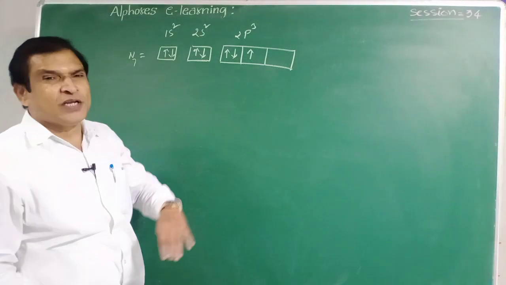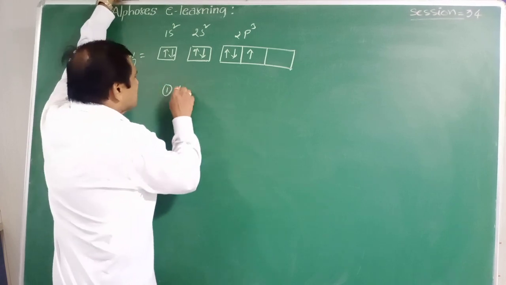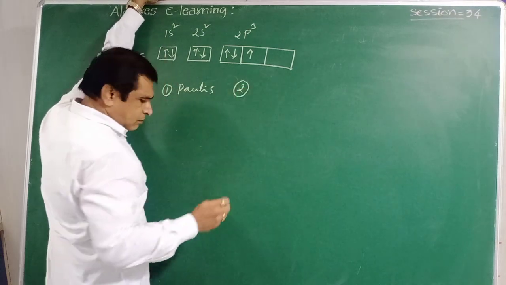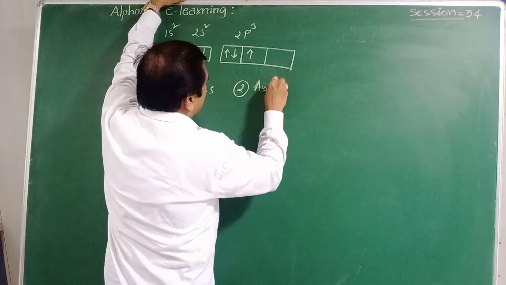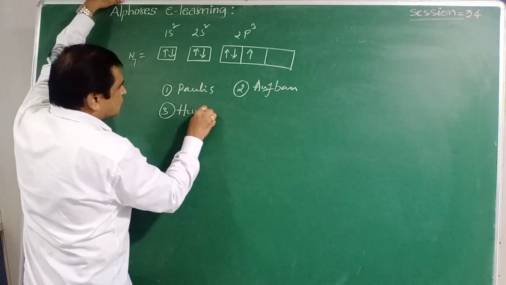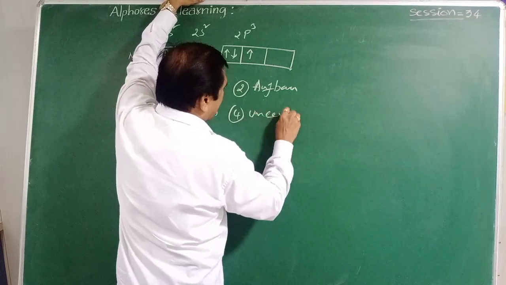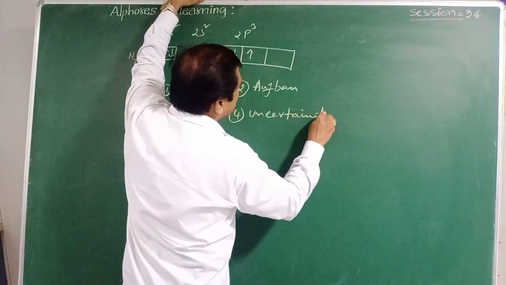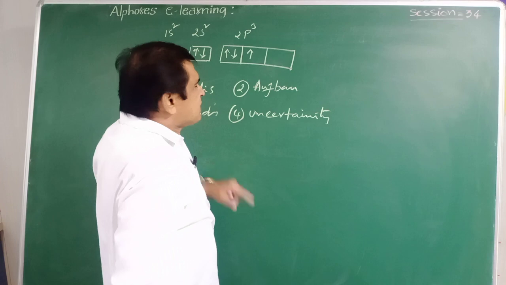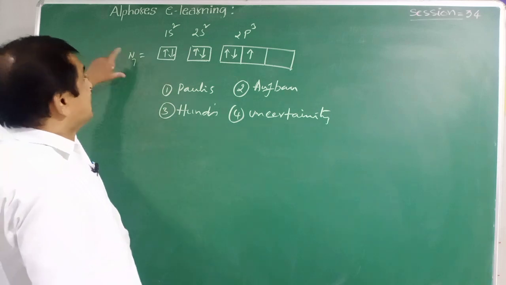So this configuration violates a principle. Which principle is it violating? First option, Pauli's principle. Second option, Aufbau principle. Third option, Hund's rule. Fourth option, uncertainty principle. So Pauli's principle, Aufbau principle, Hund's rule, or uncertainty principle. This configuration of nitrogen is violating one of these.